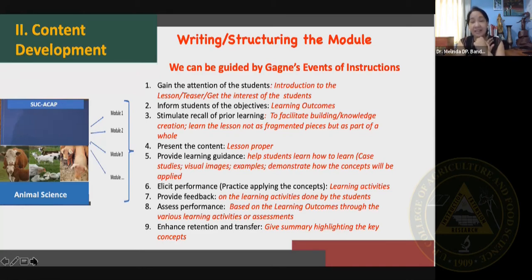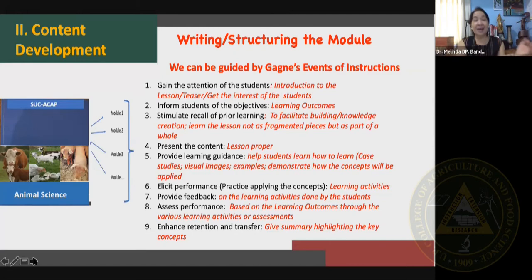So kung tayo mag-i-structure, ayan na, susulat na tayo ng module assigned to us, this is the recommended structure. And I think you will also find familiarity with these events of instruction because this is exactly what we are doing when we are conducting our face-to-face classes.